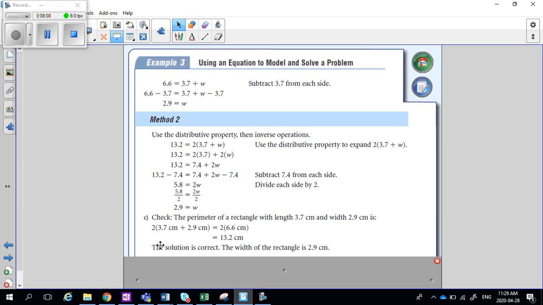Another way to say that is, I have 2 each of 3.7 plus 2.9. So this is length plus width times 2. What is it? 13.2, good, check mark, done.